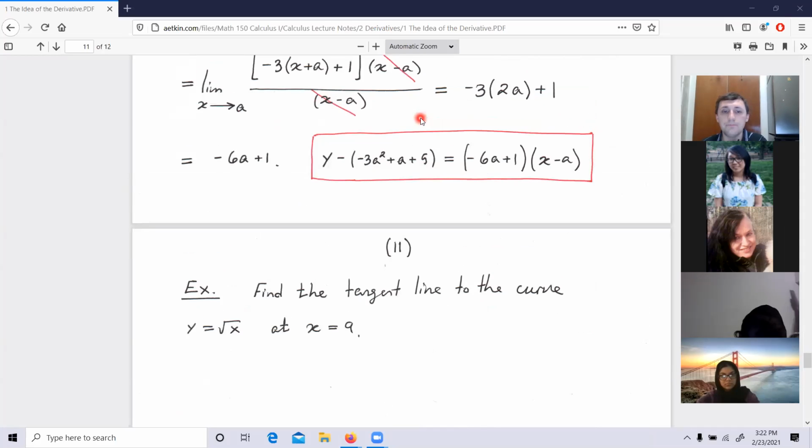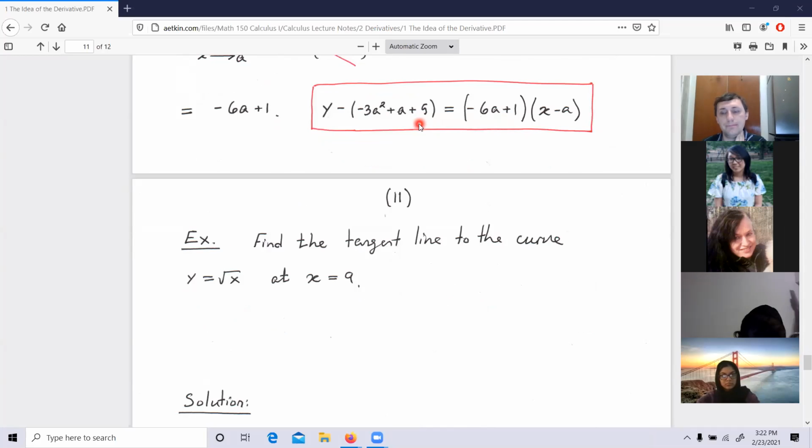Here is another question, guys. Let's see if you can do this one. Find the tangent line to the curve y equals root of x at x equal 9.